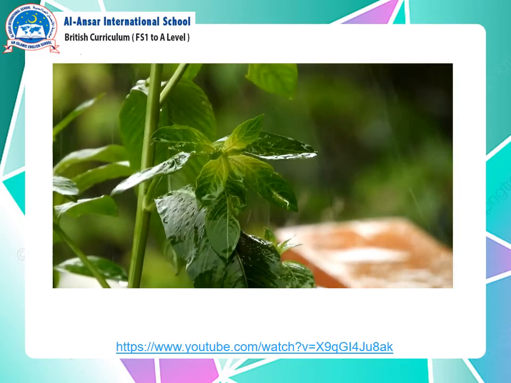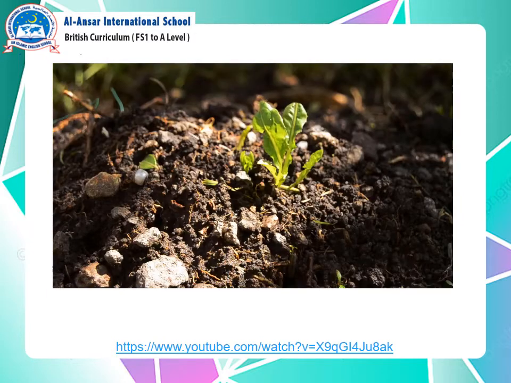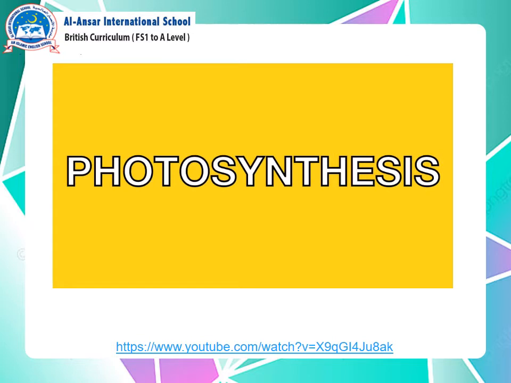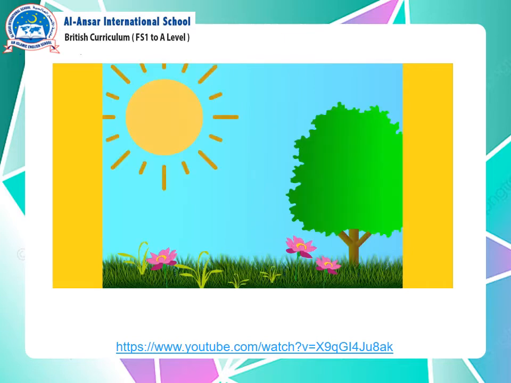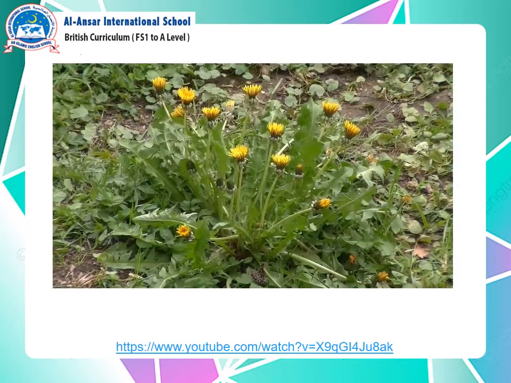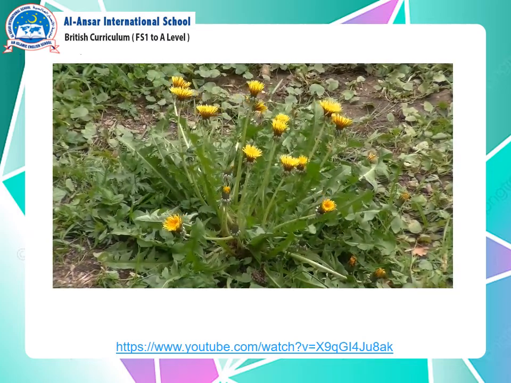Plants need food and water to live. Plants make their food through photosynthesis. Photosynthesis is a special word for how plants get their food. Photosynthesis is the way plants make their own food. Plants use the light from the sun to give them energy to make their own food. Plants grow like all living things and are alive.